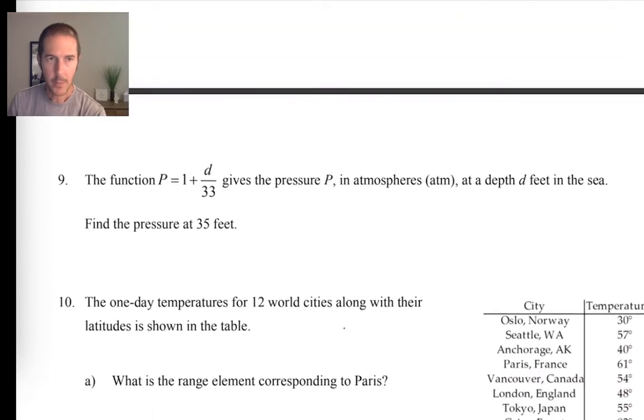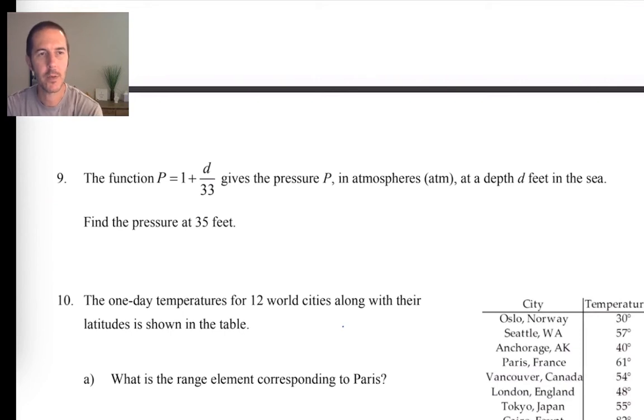And then a couple of applied problems. Number 9 here is giving us a function P equals 1 plus d over 33, which gives the pressure, capital P, in atmospheres at a depth d feet in the sea. I won't sing. We're going under the sea though.